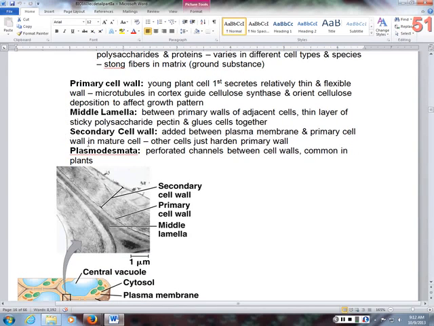So a primary cell wall is going to be what a young plant cell first secretes. It's relatively thin and flexible. The microtubules in the cortex help to guide the cellulose and orient the cellulose to deposit and affect the growth pattern.